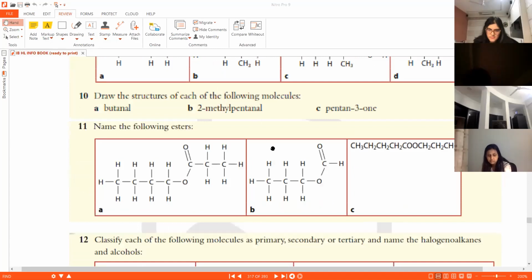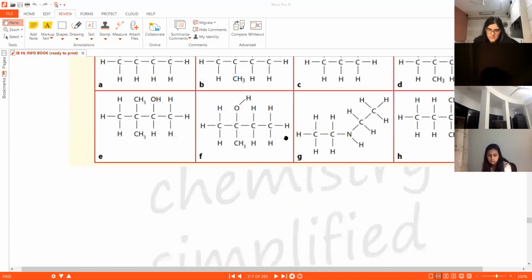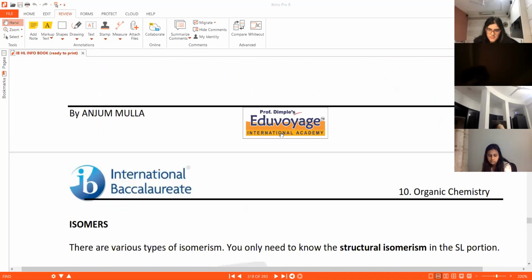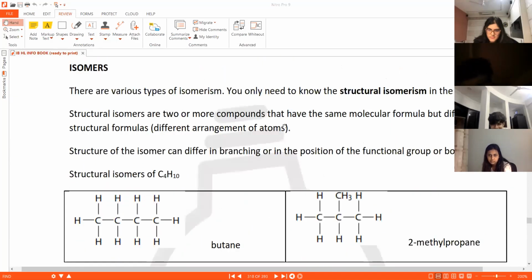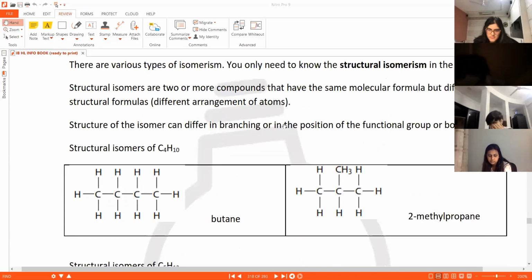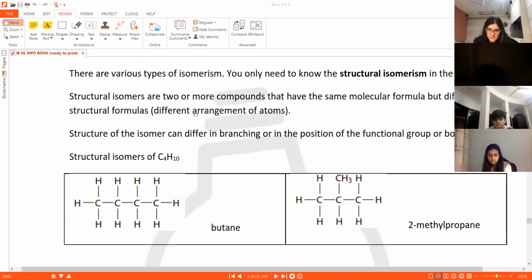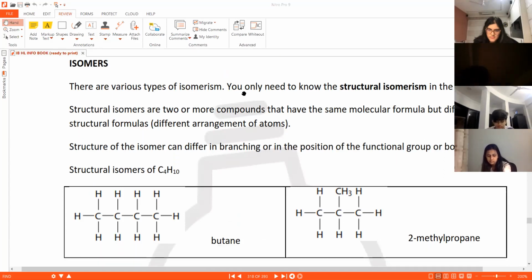Isomers are the same as in 10 standard. Oh, MYP is also here. Okay, the SL isomers are exactly the same as what you did in 10 standard. Isomers are 2 or more compounds which have the same molecular formula but different structure.